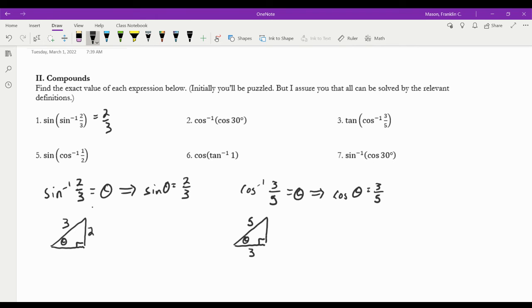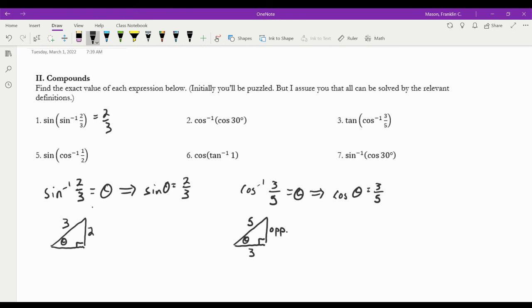And then now notice what I want. I want the tangent of that angle. Well, what is tangent by definition? Tangent is opposite over adjacent. We don't have the opposite. There's the opposite. We don't have it. So we need to get the opposite. How do we get the opposite?